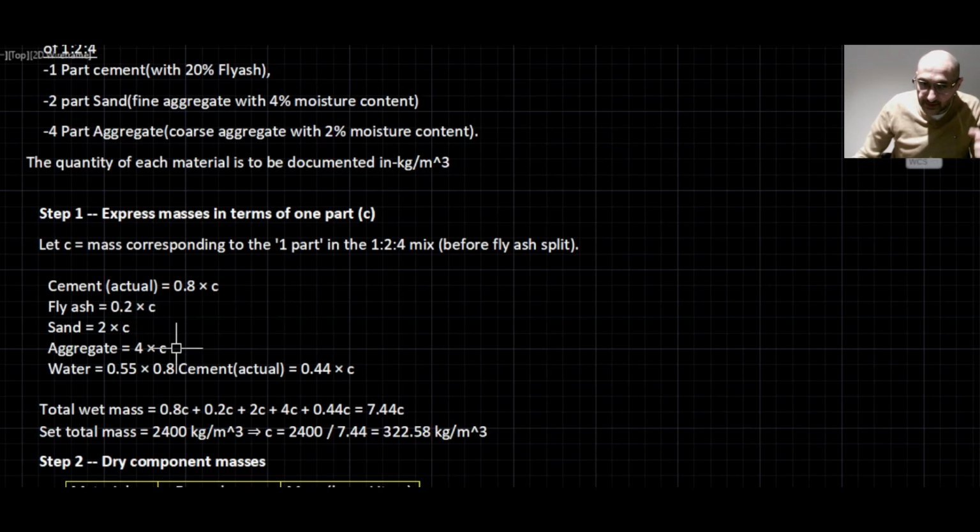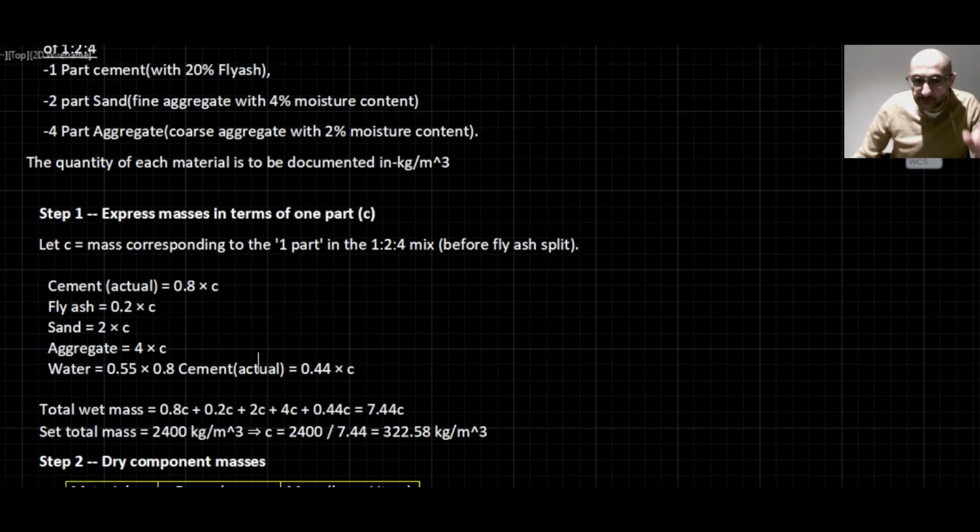And then the sand will be 2C, that's the second ratio. And then the coarse aggregate will be 4C. The water in this case will be 0.55 multiplied by the ratio of the cement, which is 0.8 times cement, the actual cement. In this example, we will look at the water cement ratio only. I won't add the fly ash to it. You can say the water to paste ratio, but for the sake of this example, we will just look at the water to cement ratio. All right, so water then will end up being 0.44 C.